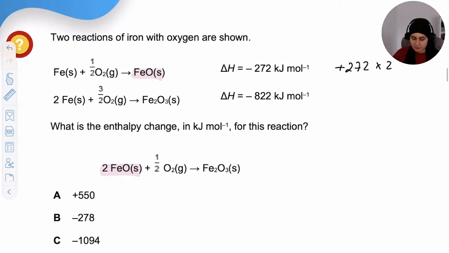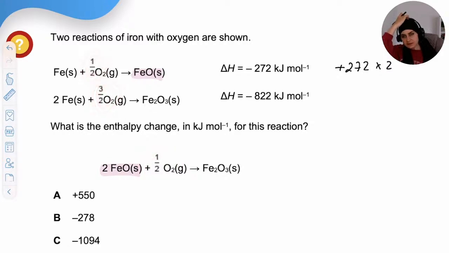My camera is blocking everything. Yeah, so I figured out that I have to flip, so change the sign, and multiply by 2 because I want to have a coefficient of 2 in front of FeO. Now, next substance. Next substance is oxygen. And here, be very, very careful. You cannot do anything based on oxygen because you see you have oxygen on both sides.